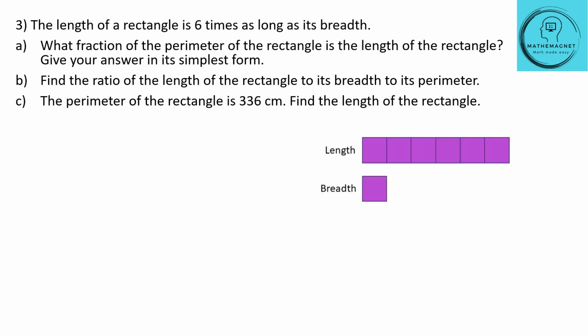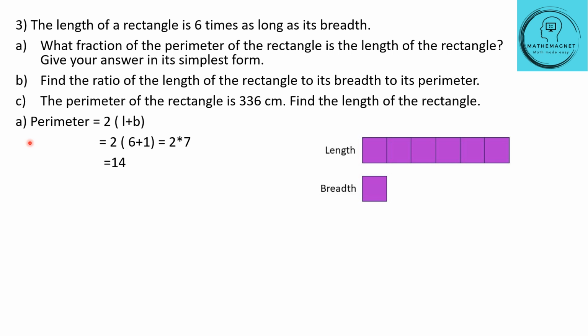Now let's begin by drawing the bar model. We know the length of the rectangle is 6 times as long as its breadth. So we will have 6 units for length and 1 unit for breadth. Now let's begin by solving the questions. Let's first begin by finding out the perimeter. The formula for the perimeter of a rectangle is 2 times length plus breadth. So it will be 2 into 6 plus 1, which is 2 into 7, which is equal to 14. So the perimeter will have 14 units.